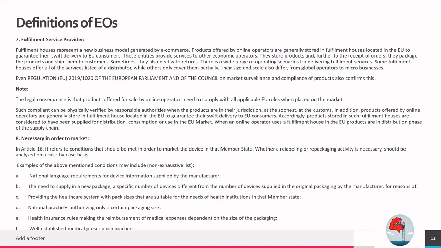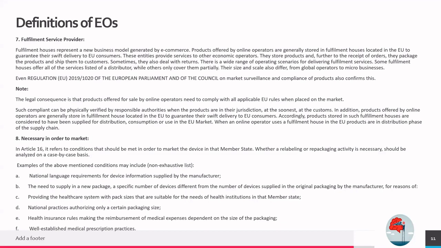So how will the authorities check whether they are in compliance with the regulation? Such compliance can be physically verified by the responsible authorities when the products are in their jurisdiction, at the soonest at customs. In addition, products offered by online operators are generally stored in fulfillment houses located in the EU to guarantee their quick delivery, right? Accordingly, products stored in those fulfillment houses can be checked by the authorities, as they have to be supplied for distribution, consumption, or use in the EU market.